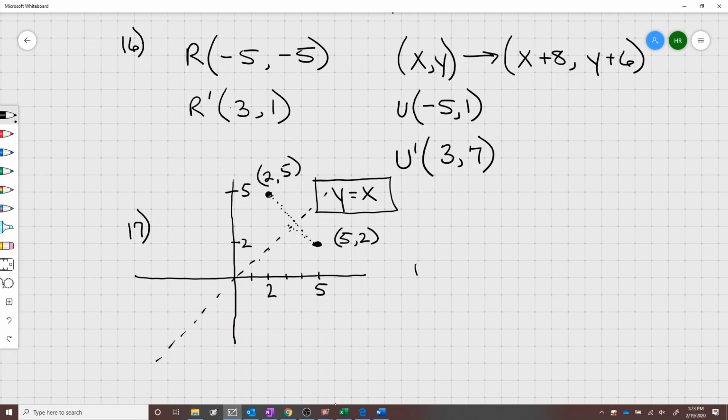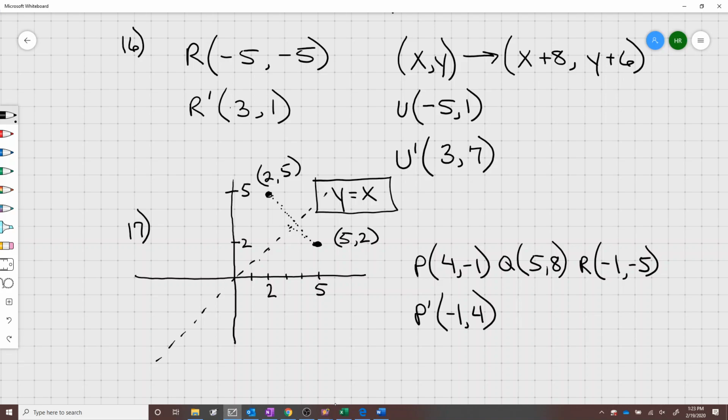So look, you got P, 4, -1, Q, 5, 8, R, -1, -5. So P prime, we're going to switch them. -1, 4. Q prime, 8, 5. R prime, -5, -1. Got it?